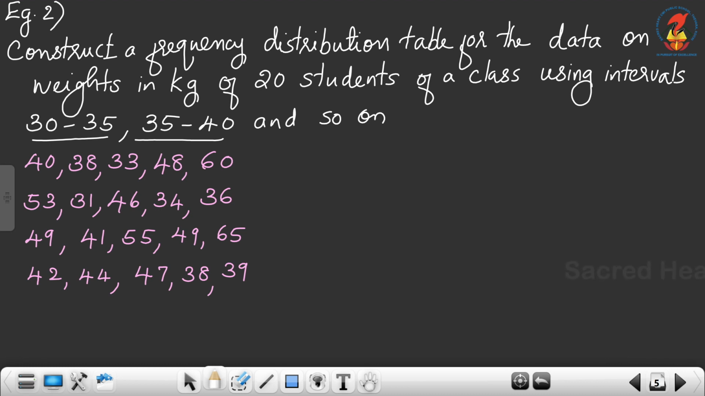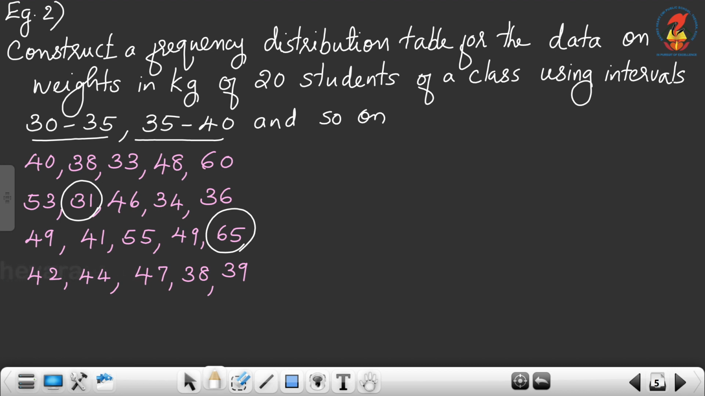So each entry we can call an observation, and out of these observations you can see that the smallest one is 31 and the highest value is 65. So you have to start from 30 onwards. The lowest value is 31, so we can start from 30 onwards.